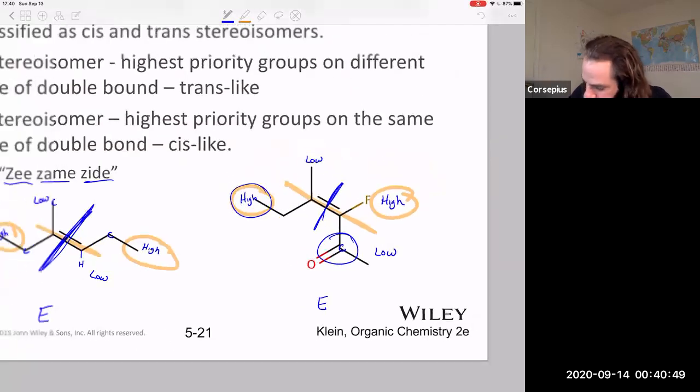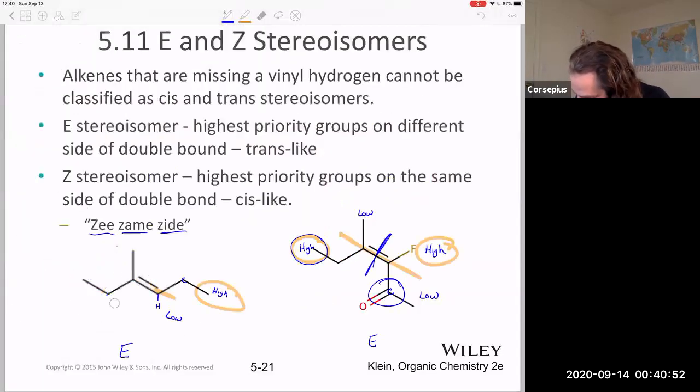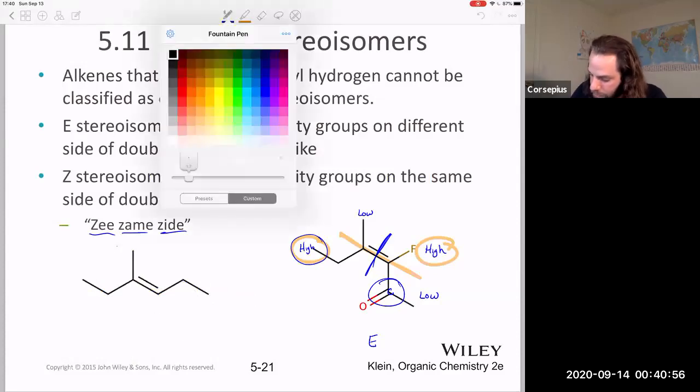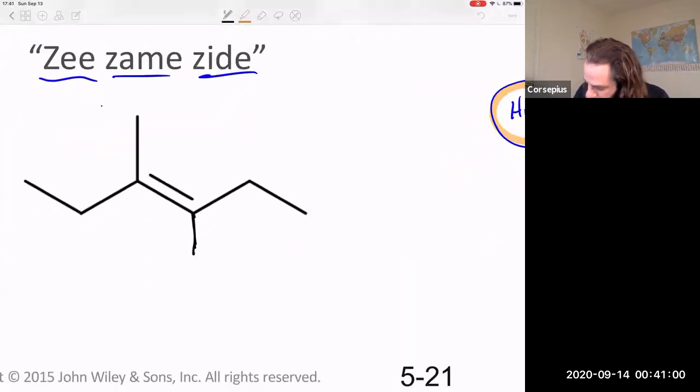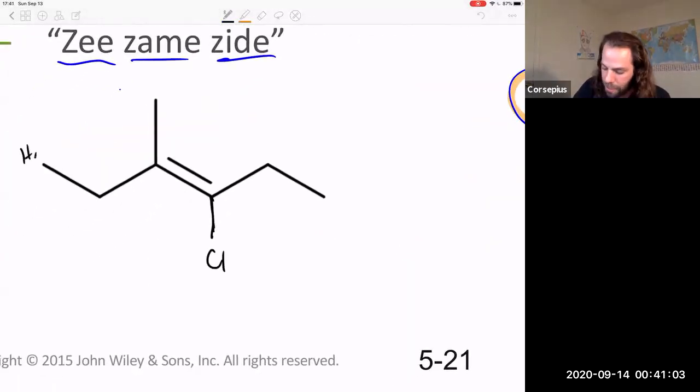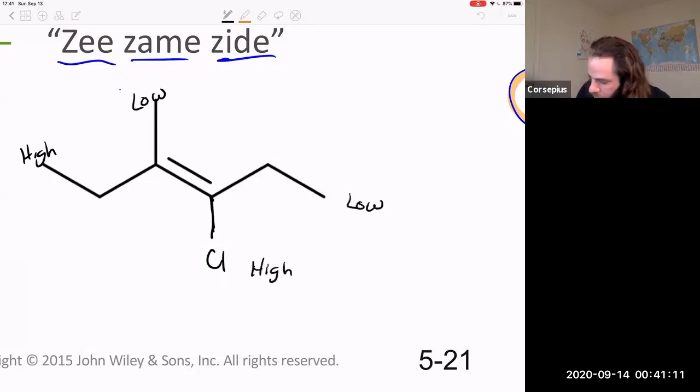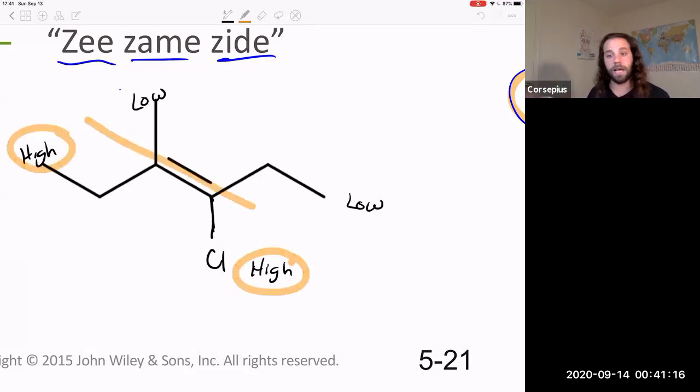And then just for completion, we'll take a look at an example of a molecule that has a Z stereoisomer. That would be like if I put something like a chlorine down here. This one was high, we already went through this, and this one was low. Over here now I would compare chlorine with carbon. This one's high and this one's low. Now my high priority groups are on Z same side, so they get the Z designation.